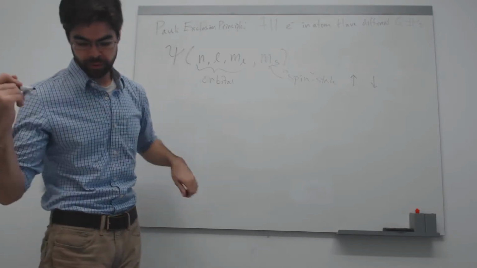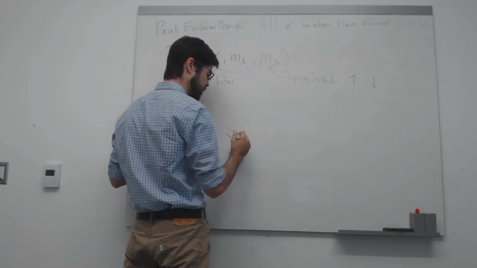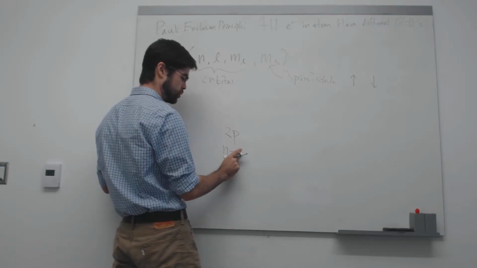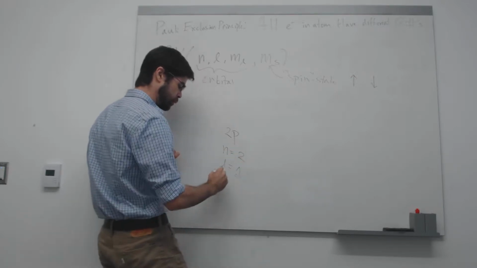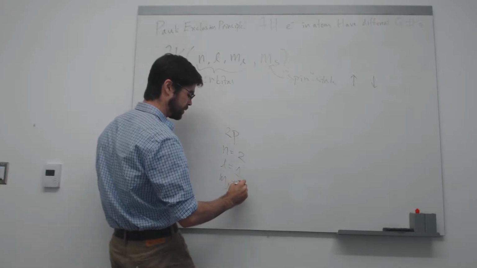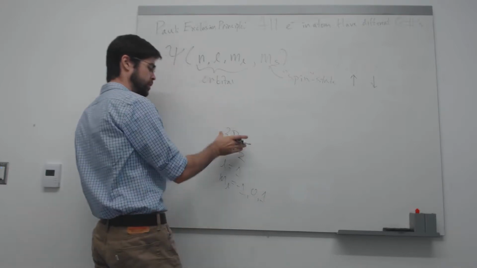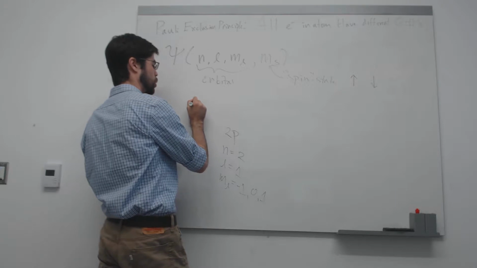So let me run you through this. The 2p orbitals correspond to n equals 2, l equals 1, which means m sub l can be -1, 0, or 1. So there are three possible different orbitals.